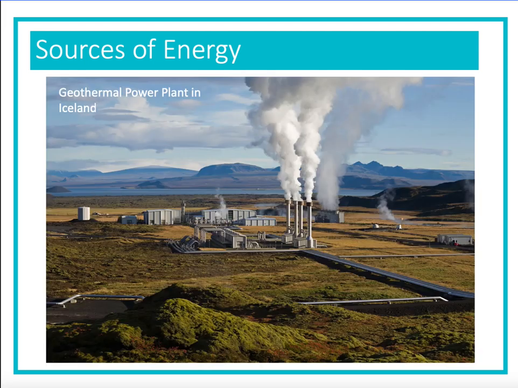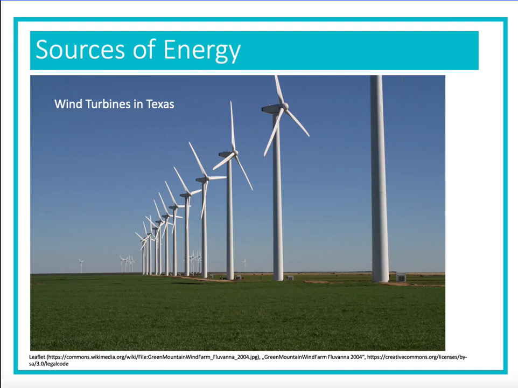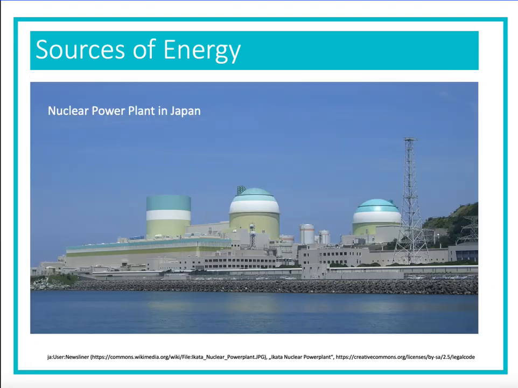There are geothermal power plants where they take actually heat from the earth and create some kind of energy. There are photovoltaic arrays, which is basically a type of solar power plant. It's not the only type of solar power, but it is a type of solar power. There are wind turbines. There are also nuclear power plants. This is a newer one, but there are different nuclear power plants. There aren't so many in Japan anymore after the tsunami, but they certainly are a good source of energy.